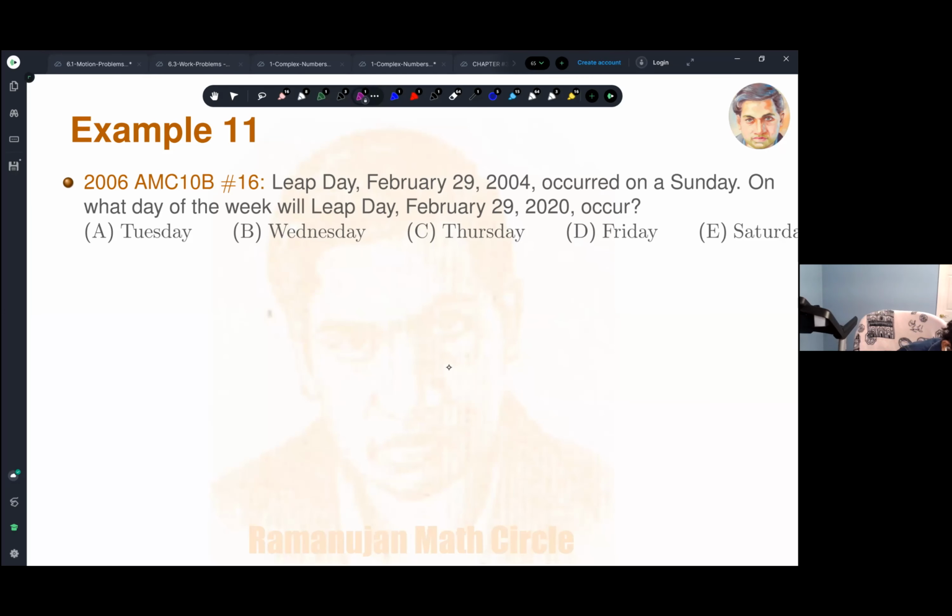Okay. So what we're gonna do is we're gonna count for normal years first, and then we're gonna calculate for leap years. So first of all, let's list out the leap years from 2004 to 2020, and we're not gonna count 2020. So we have 2004, we have 2008, 2012, and 2016. That's 4 years.